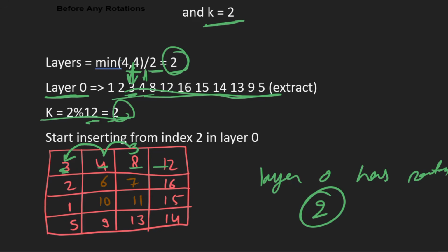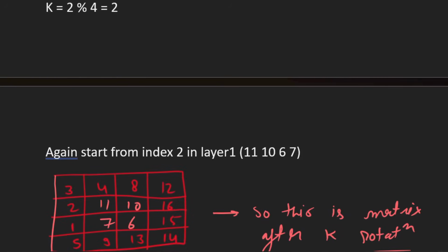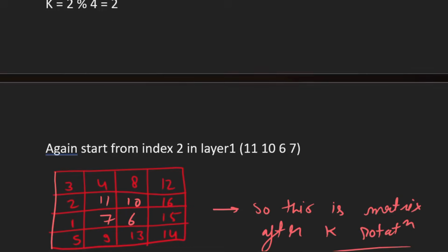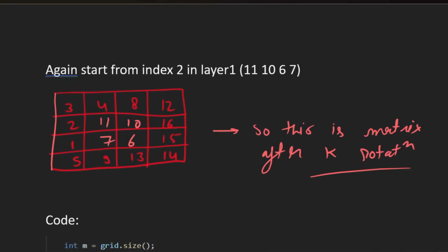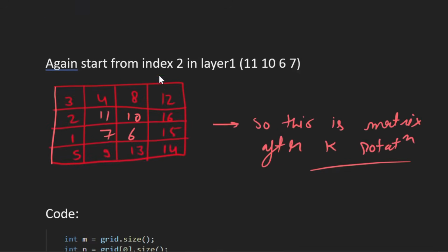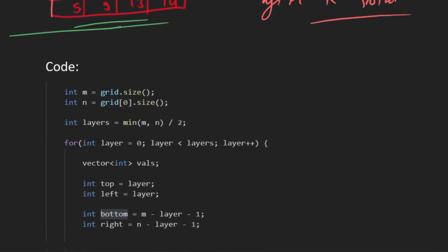This way we rotate layer number 0, then we extract layer number 1 and do the same steps, that is update k, which is 2 modulo 4. In layer 1 we have only 4 elements, and again our k is equal to 2. So we start picking the elements from index number 2 in layer number 1, where we have the element 11. First we take 11, then 10, and then 6 and 7. After doing this we get the updated matrix, right? So let's move to the code part.